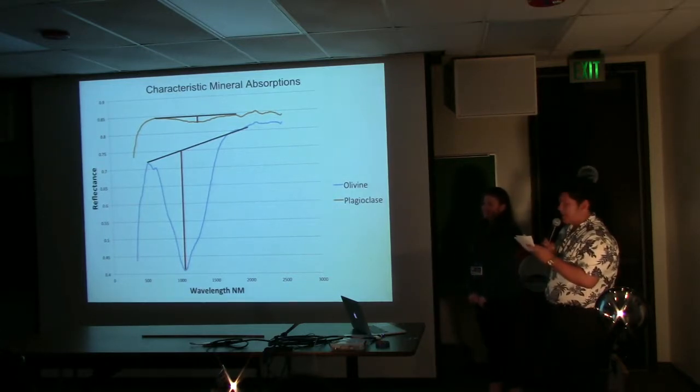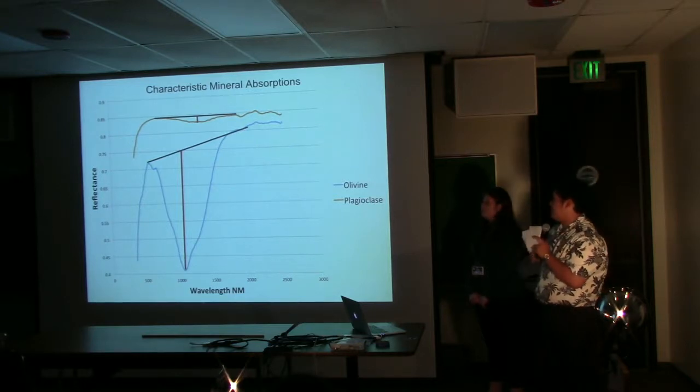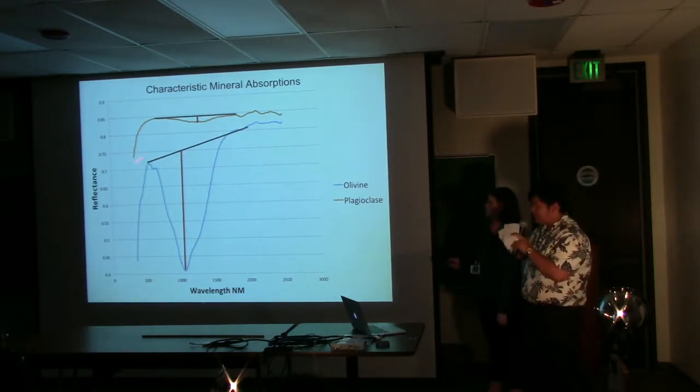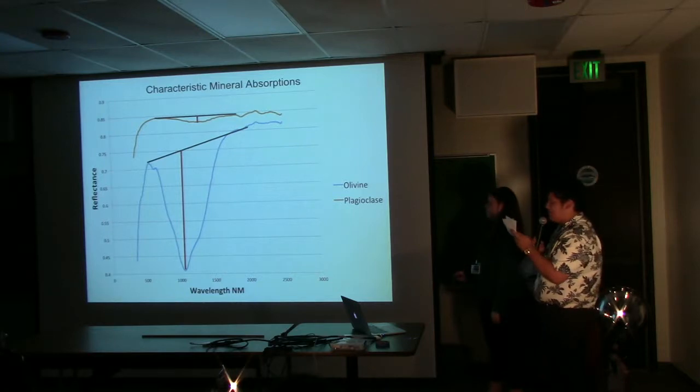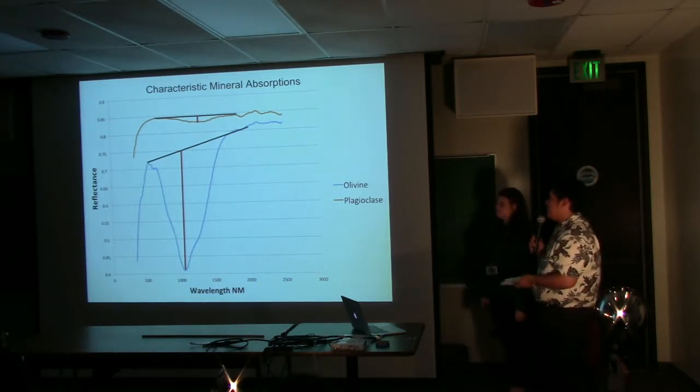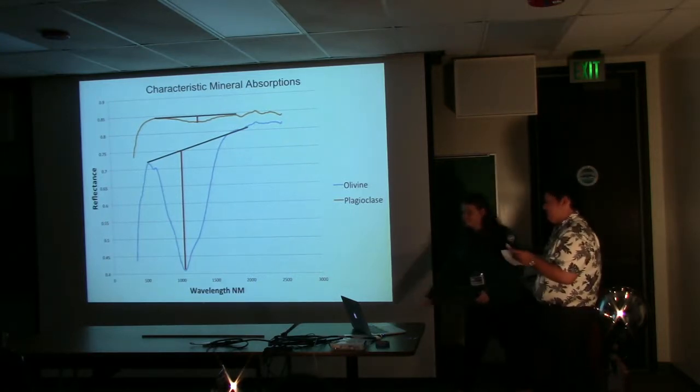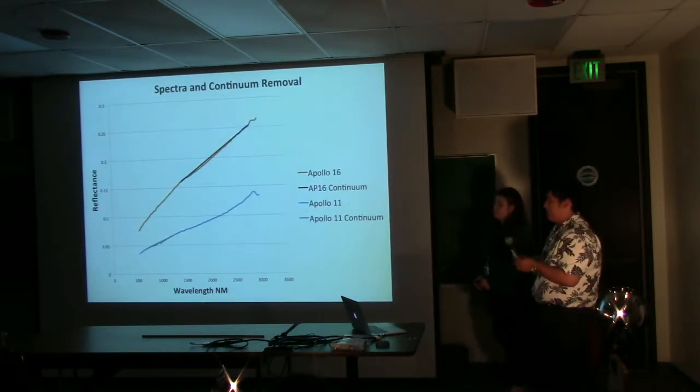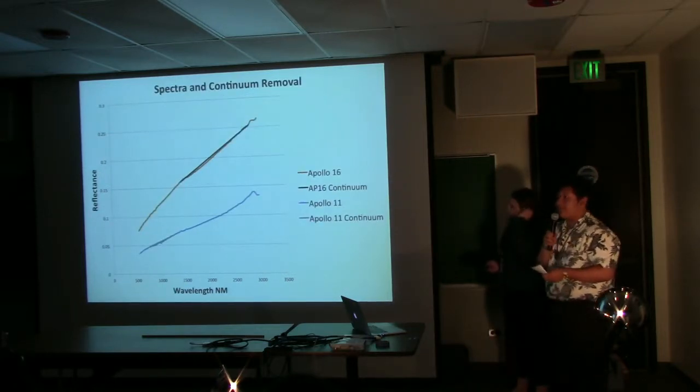While the olivine has a deep band depth, see that red line right there? And the center lying around 1,000 nanometers. Okay, now time for our results.